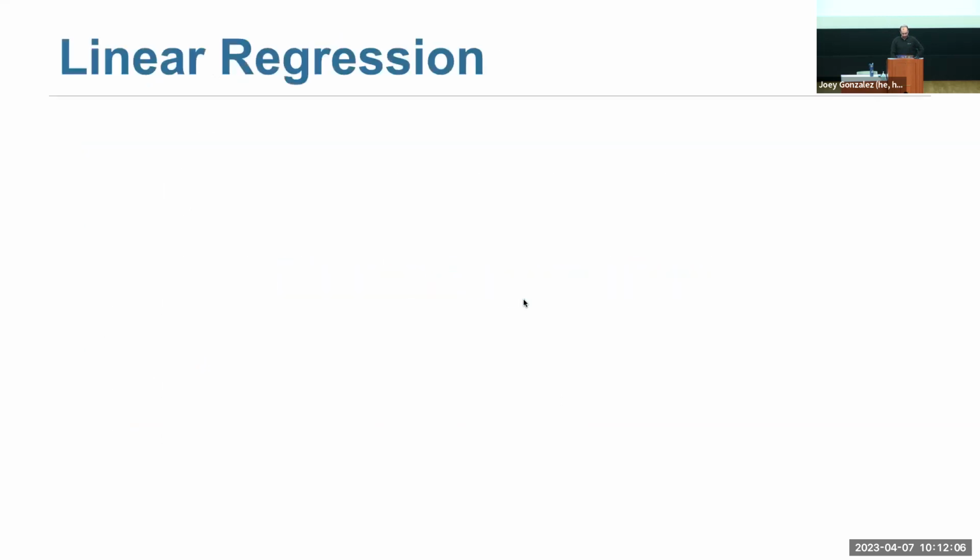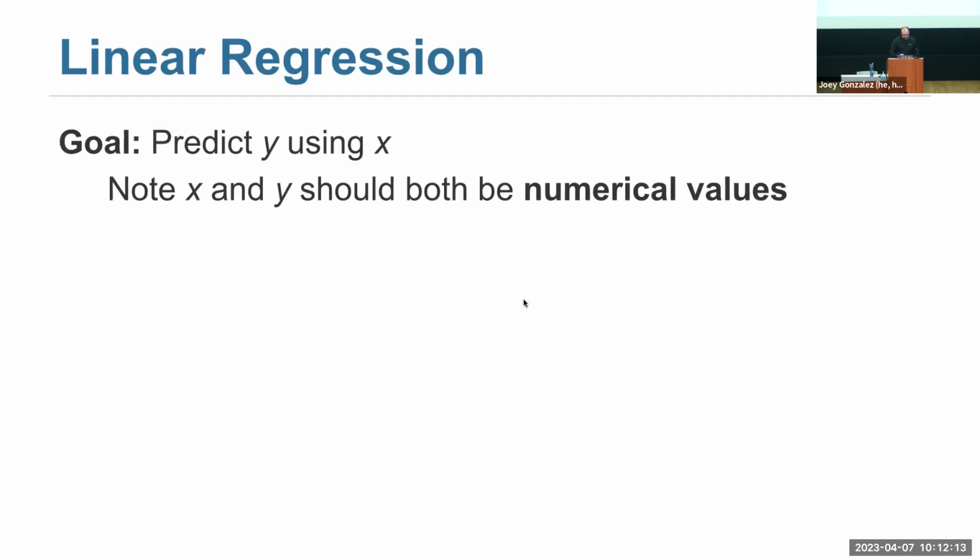Linear regression, quick recap. Our goal is to predict a y value given an x value. It's very important that the x and the y should be numerical values. These are not categorical data. We will cover in a few days how to deal with categorical predictions. In this class, we won't spend much time thinking about categorical features, categorical x values, but that's something that's pretty widely studied, and when you take later classes, you'll see more about that.